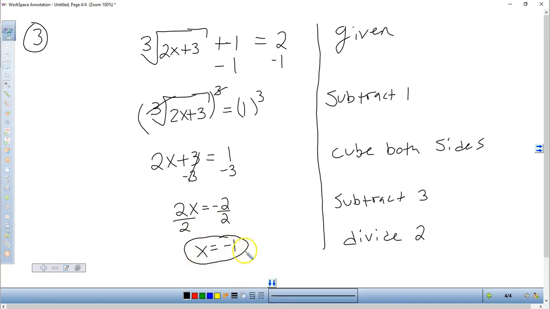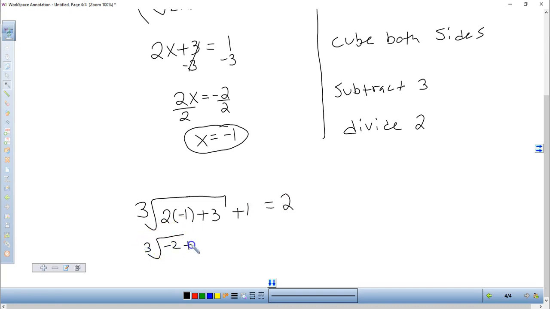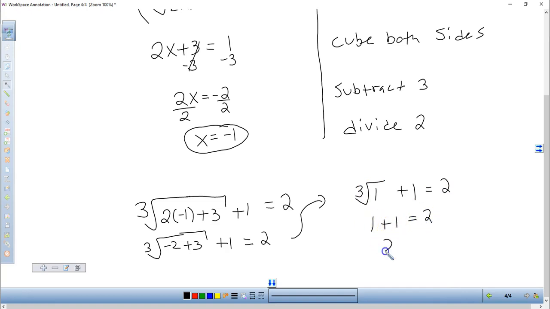Now yet again you could check this one. Take it, plug it in. Cube root of 2 times negative 1 plus 3 plus 1 has to be the number 2. I get cube root of negative 2 plus 3 plus 1 is equal to 2. Continue right here. So I get cube root of 1 plus 1 is equal to 2. Well, the cube root of 1 is 1. 1 plus 1 is 2. That works out just fine.